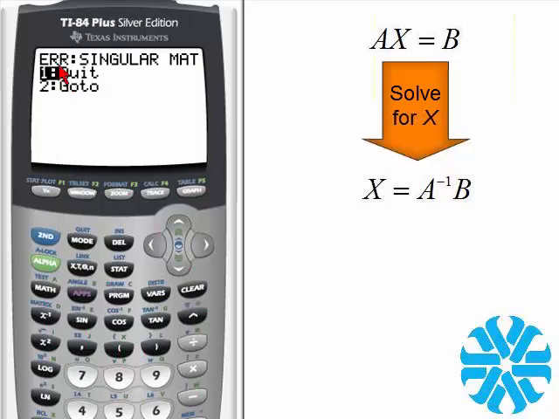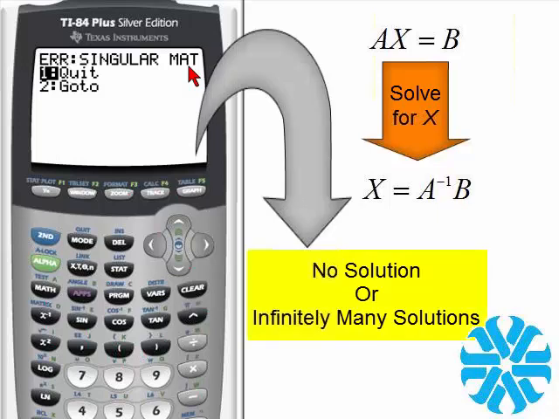And here it gives us an error. It tells us that there's a singular matrix. What this means is that A inverse does not exist because matrix A is singular. So for this example, it is unclear whether the system of equations has no solution or infinitely many solutions.